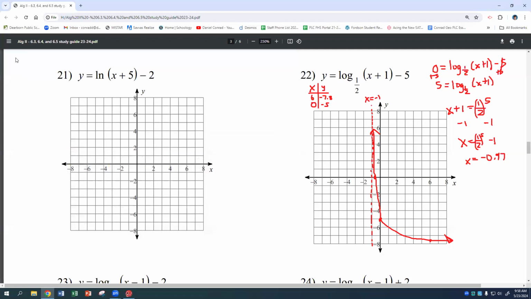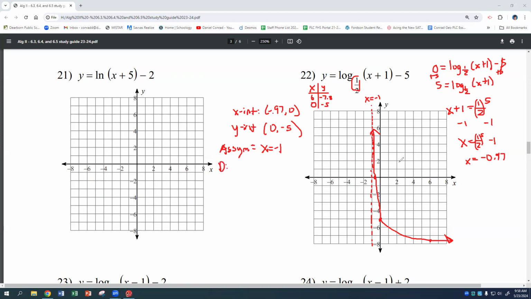Okay, so let's fill in all our information. Our x-intercept we said was negative 0.97, comma 0. Our y-intercept was 0, negative 5. Again, notice this is decreasing because that base was 1/2. The asymptote is x equals negative 1.